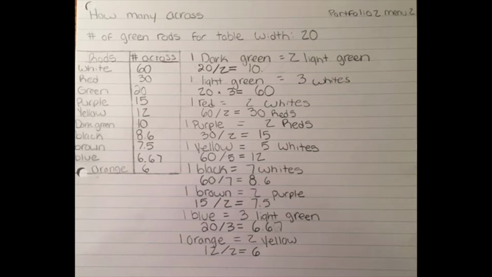was 6.67. The last rod I did was orange, and I knew that it took 2 yellow to get to 1 orange. So I knew I needed to divide 12 by 2, which gave me 6. So it takes 6 orange rods to get across the table. And that is how I solved how many across.